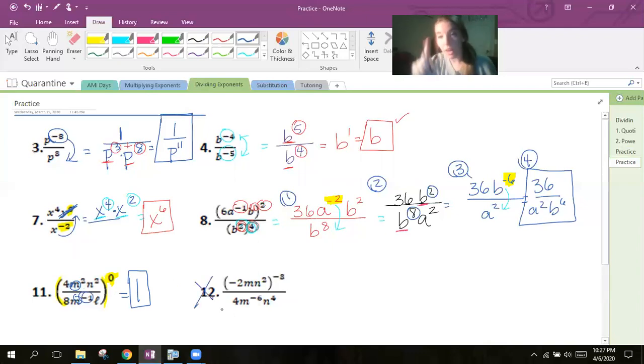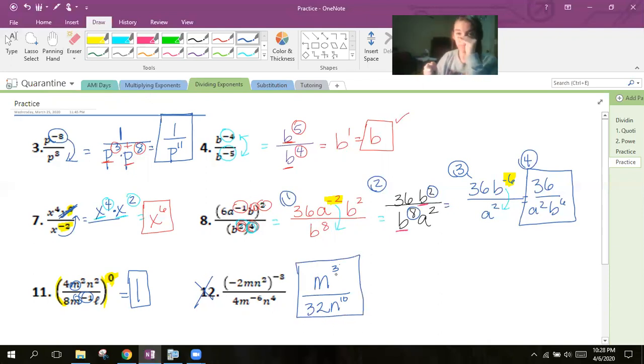But if you do want to answer 12 and you want to know what the correct answer is, the final answer for this is m to the third power over, dang it cut off, n to the 10th power. Good luck. You got it.